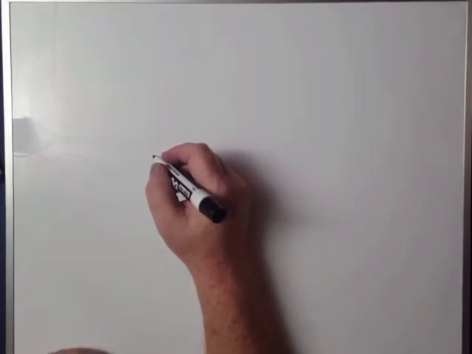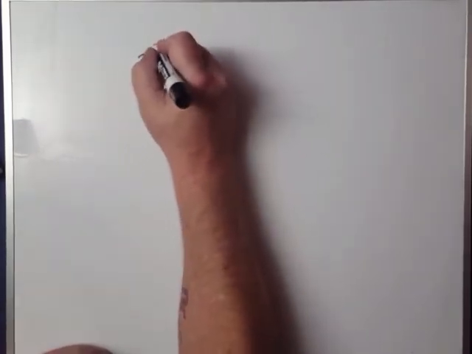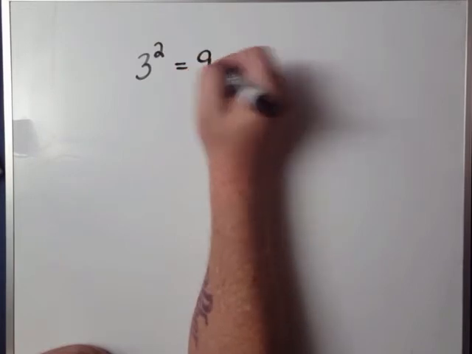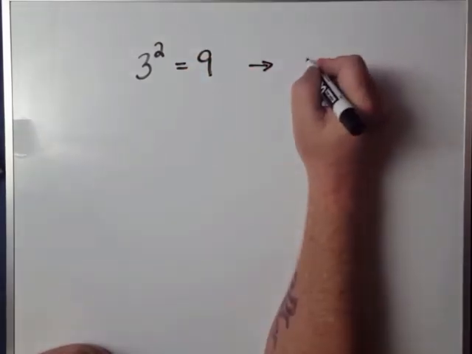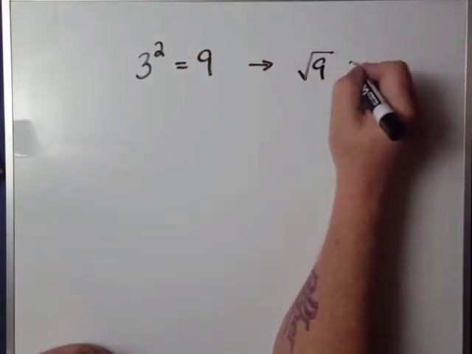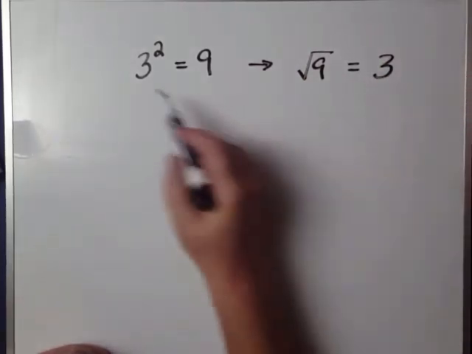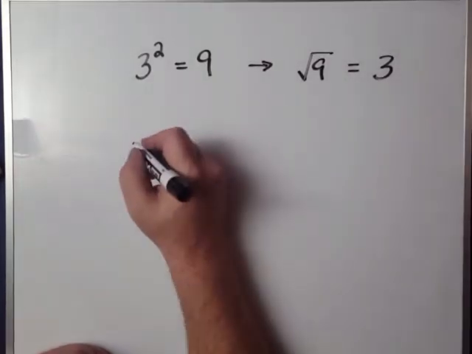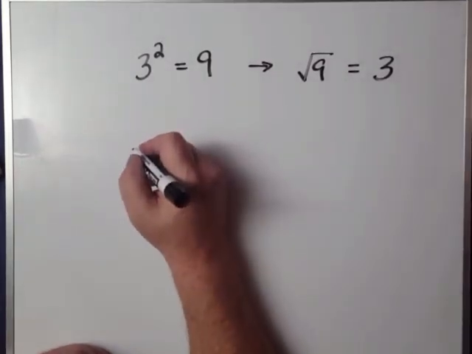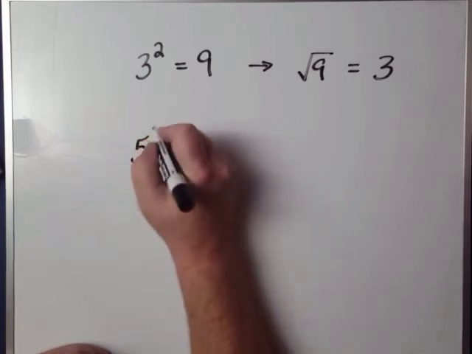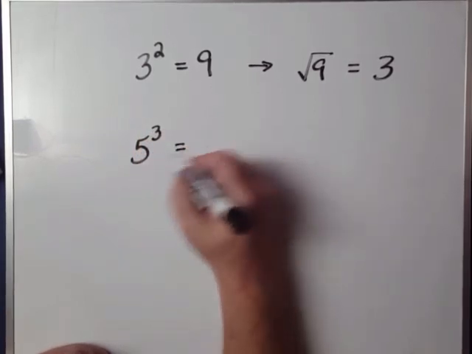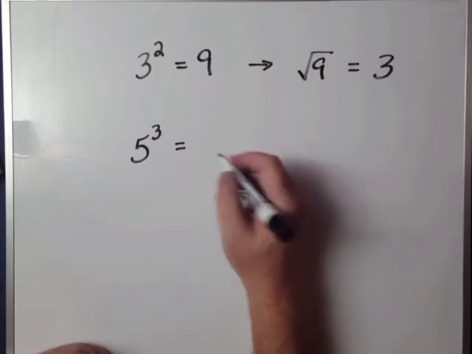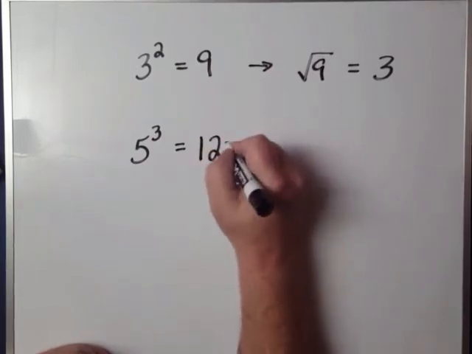All right. Square roots are great, but that's not the end of the discussion. Square roots undo a square. The square root of 9 is 3 because 3 squared is 9. But we can also deal with cubes. 5 cubed. You know that, you've got that memorized. 5 cubed is 125.